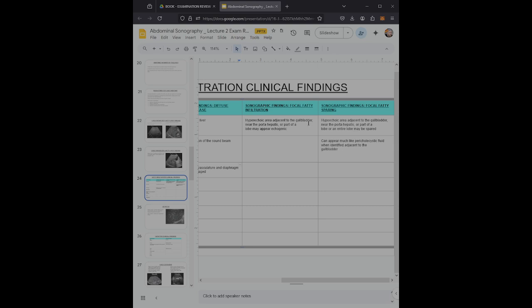So this is very important to remember. Focal fatty infiltration presents as hypoechoic areas that may be adjacent to the gallbladder near the porta hepatis, or part of the lobe may appear echogenic. Whereas in sparing, it is hypoechoic areas adjacent to the gallbladder near the porta hepatis, or part of the lobe or entire lobe may be spared, and it can mimic pericholecystic fluid when it is identified adjacent to the gallbladder.